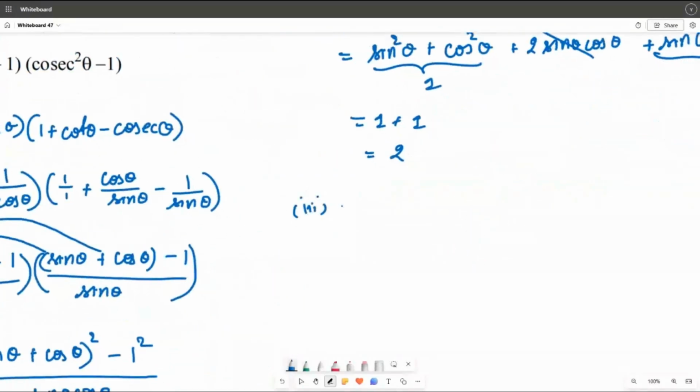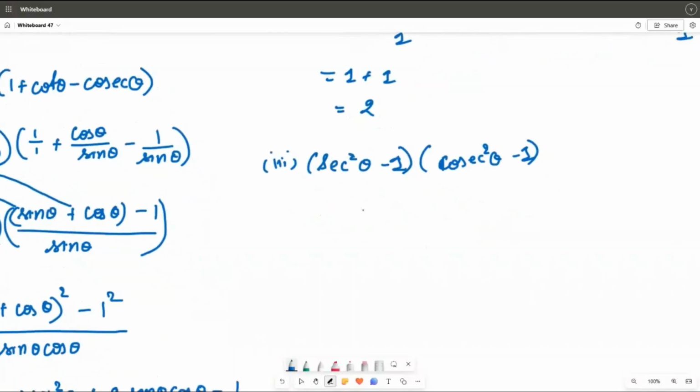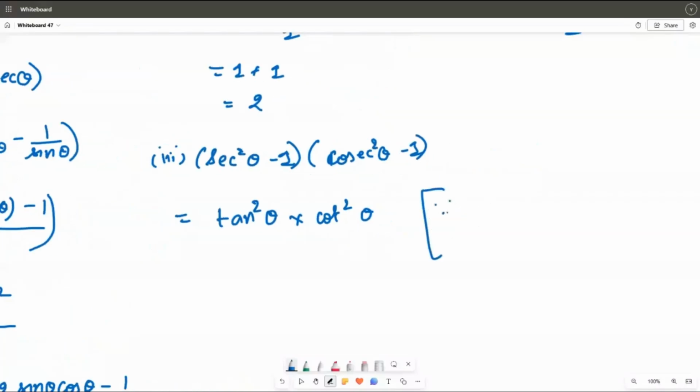So we have secant square theta minus 1 into cosecant square theta minus 1. We know that initially secant square theta minus 1 is tan square theta and cosecant square theta minus 1 is cot square theta, because we know that. Let's write the identities here.